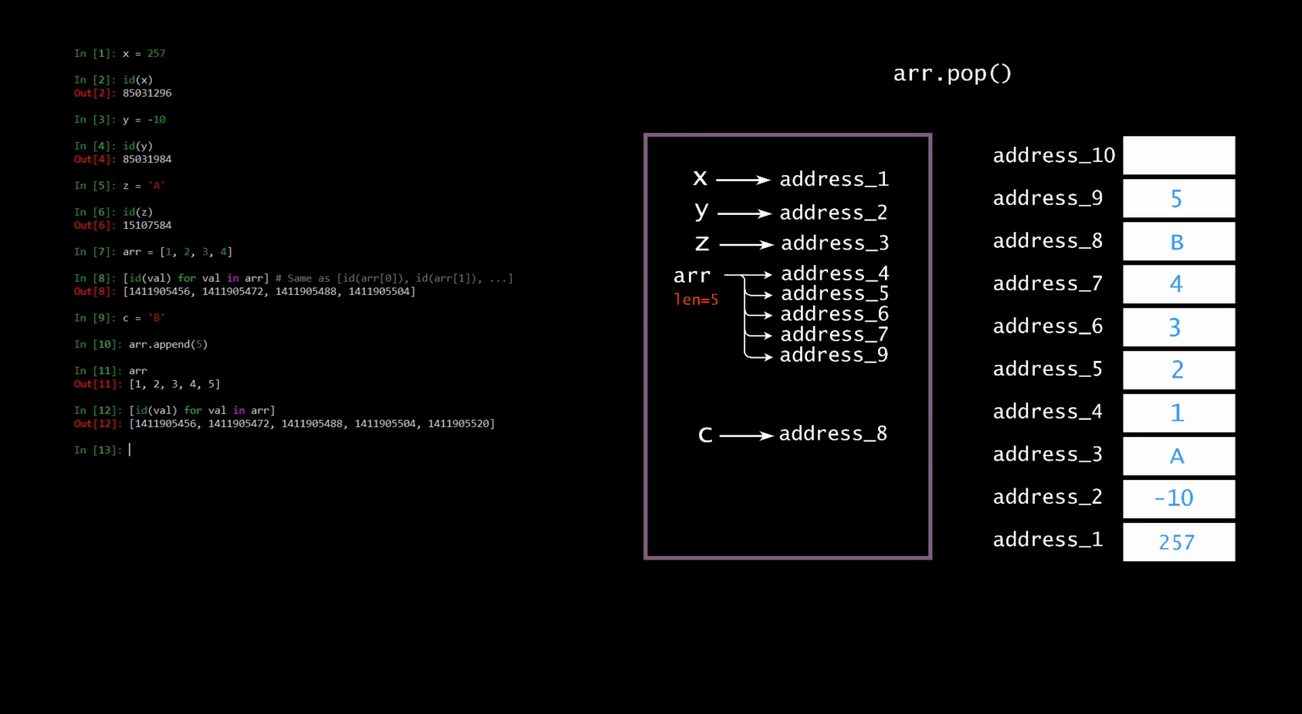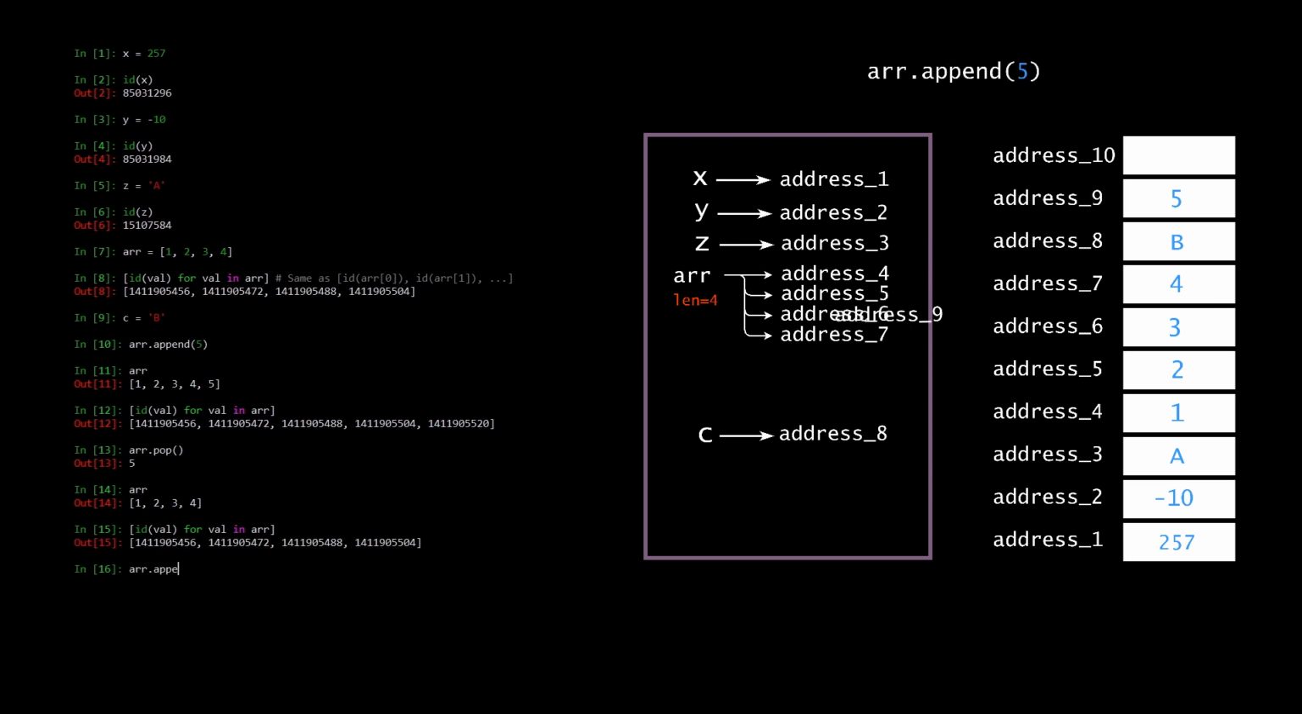Now if I pop an element from the end of the array, I'm sure you can guess the length goes down by 1 and the pointer to the last element goes away. I'm going to append that value back.